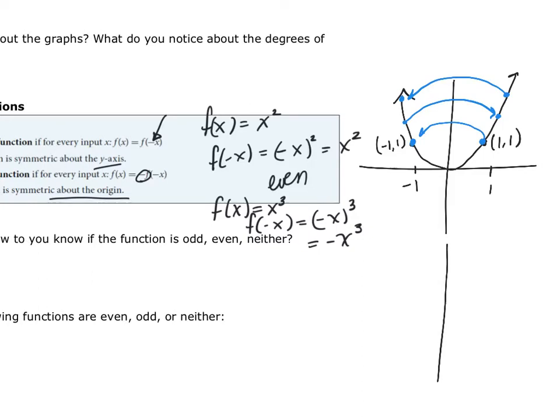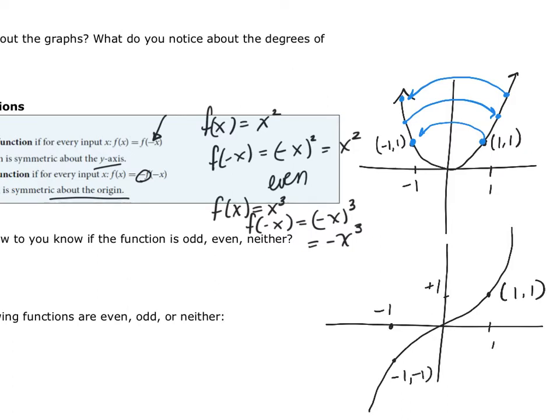Now if I look at my parent function, which is a cubed function, if I put in 1, a 1 comes out. So this is the point 1, 1. But if I put in a negative 1, a negative 1 comes out. So we have symmetry across the origin.